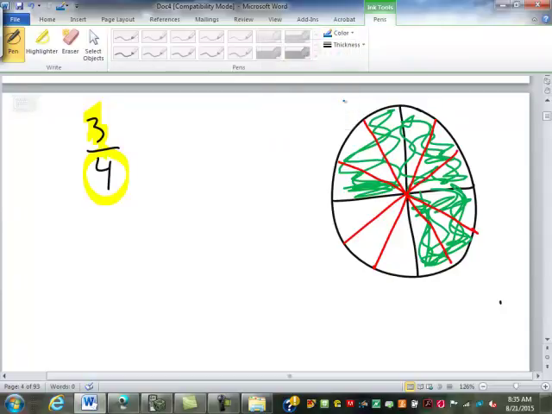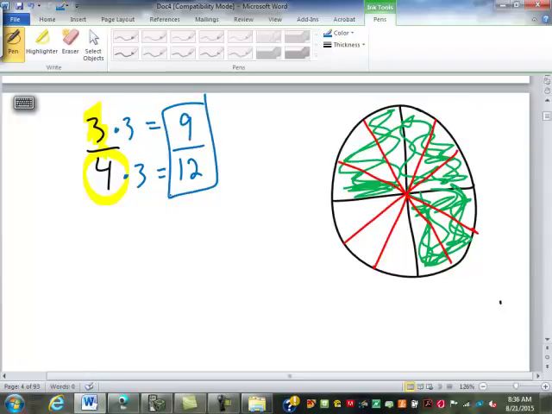Now, how many pieces does it take to make one whole object? 12, yeah. We had 4, and each of those 4 got cut into 3 pieces. So 4 times 3 would make 12. How many pieces do we have? 9. We had 3, and each of them got cut into 3, so 3 times 3 is 9. We now have 9. That picture now illustrates 9 twelfths.